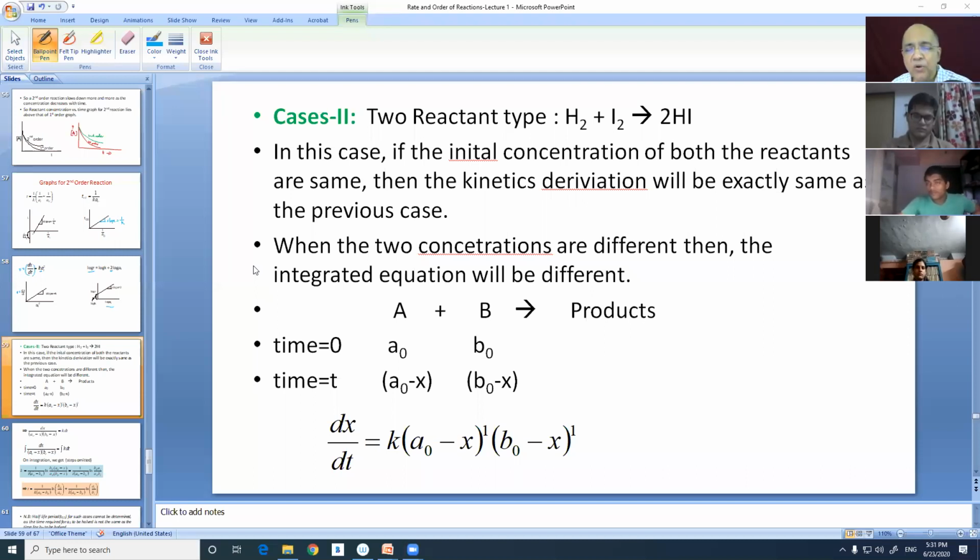Who can tell me the case one, the most widely discussed second order integrated rate equation? Who has remembered? Please tell me. Open your voice. Yes, come on. We have already done the second order kinetics just a few seconds ago. Yes, Miss Nath.